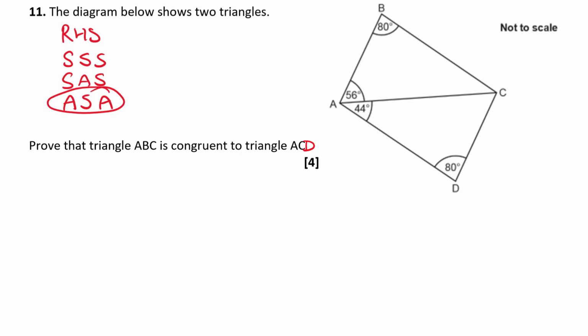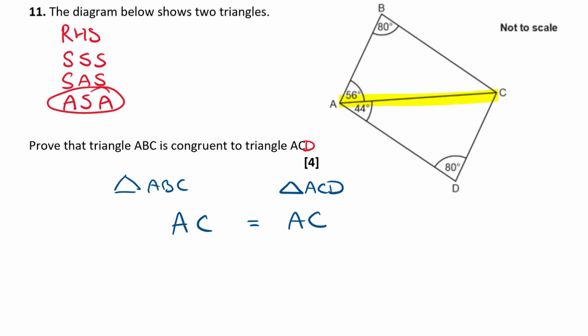Okay, so we're going to try and prove these two triangles are congruent using ASA. Now we can already see this side here, the side AC, that's a common edge to both triangles. So it's clearly the same length because it's the same line. So we can say in triangle ABC versus triangle ACD, my length AC is going to be equal to my length AC. Okay, so that's the side part.